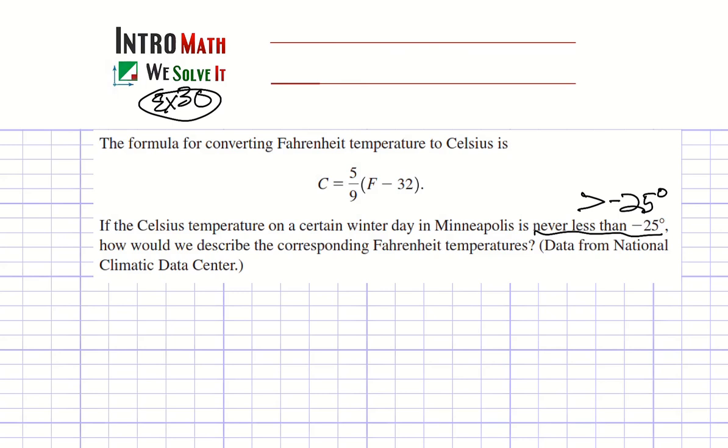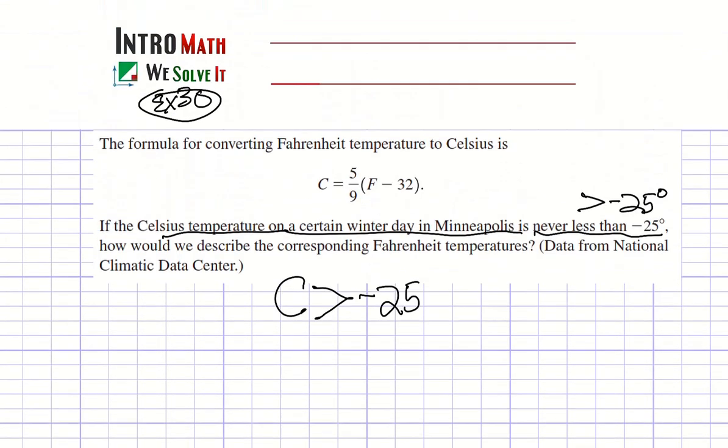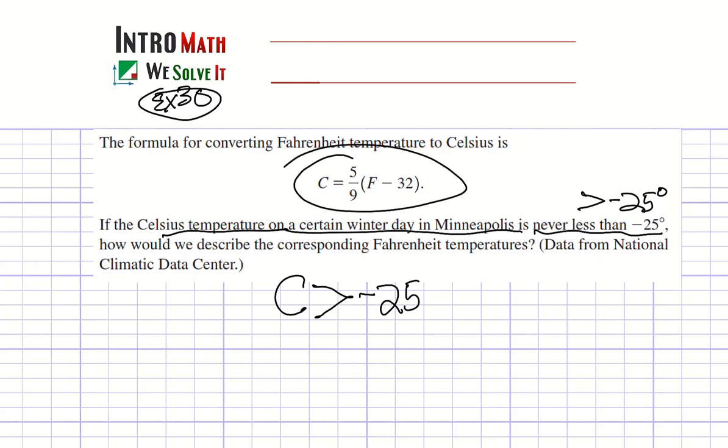It says, let me see. If the Celsius temperature on a certain day is never, okay, Celsius is never, that means it's never that. That's all they're saying. Celsius is greater than that. So if that's the case, how will we describe the corresponding Fahrenheit temperature? If Celsius is always greater than that, then what is Celsius?